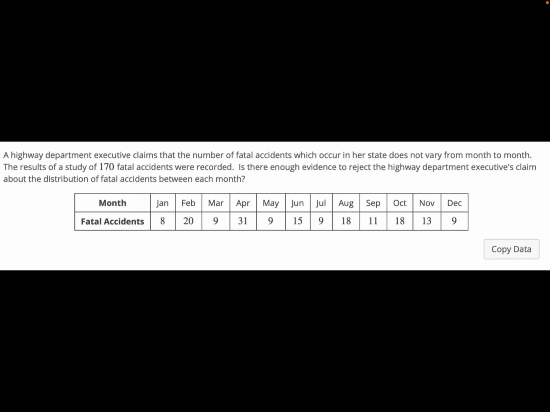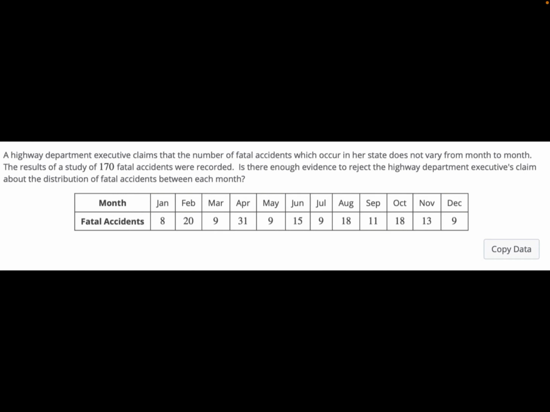So what they would expect you to do in this case is for the observed list, you would have 8, 20, 9, 31, etc. as they have here. For your expected values list, you would actually have all the same number all the way down, because they would expect the same number of accidents in any one month. So you would just do the 170 accidents in this study divided by 12 months would tell you how many of those 170 accidents happened in any particular month. So that's the first thing that I want to talk about.